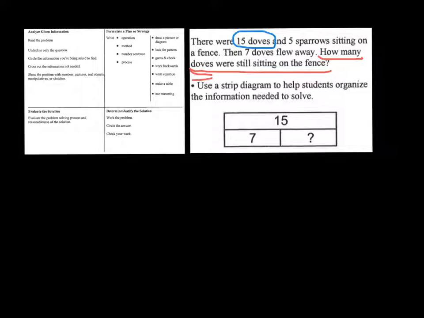Then I'm going to go to the next one. Then 7 doves flew away. Well, 7 doves, so that seems to be important. I may also go back through the sentences a second time. There were 15 doves and 5 sparrows.